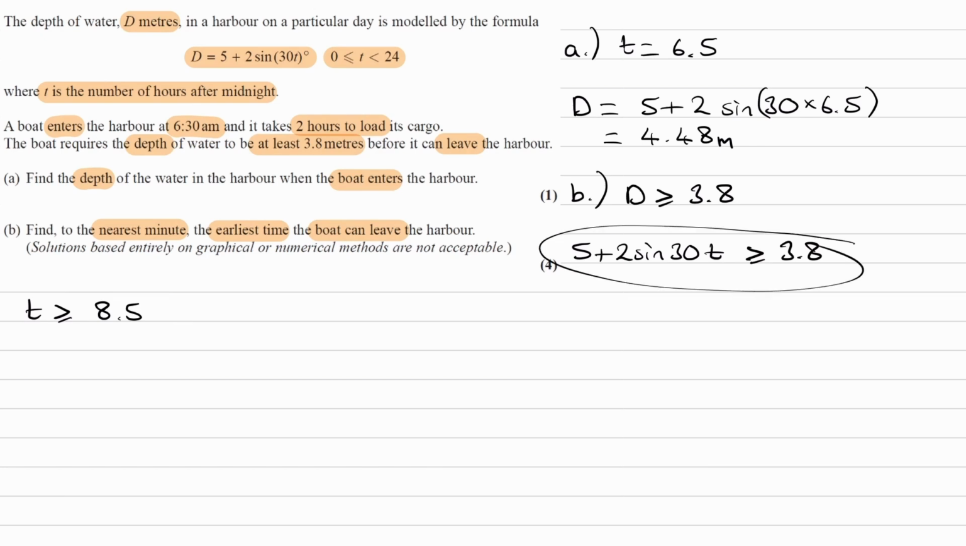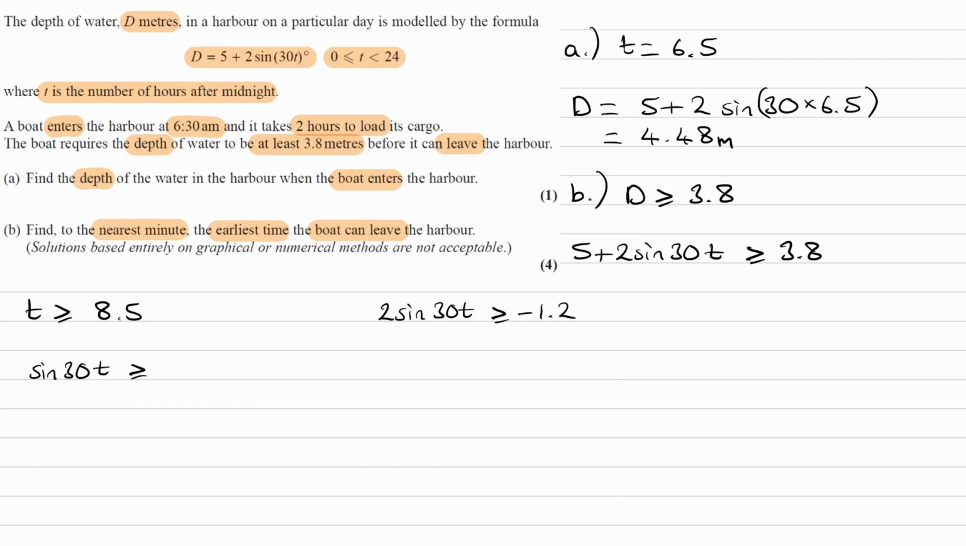So looking at this inequality here, let's rearrange that. We'll take away 5 from both sides. We end up with 2 sine 30t is greater than or equal to minus 1.2. We can then divide both sides of that by 2. We get sine 30t has to be greater than or equal to minus 0.6. And to solve this inequality, I'm going to use a substitution. I'm going to say let theta equal to 30t to make this easier to solve. So we get sine theta is then greater than or equal to minus 0.6.